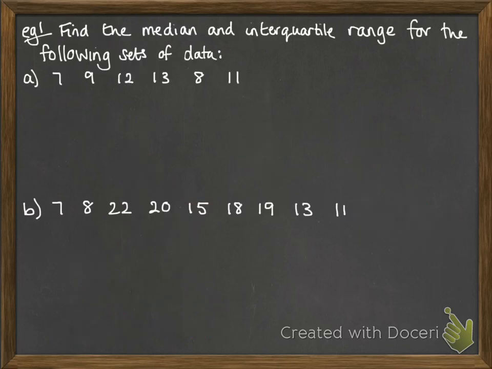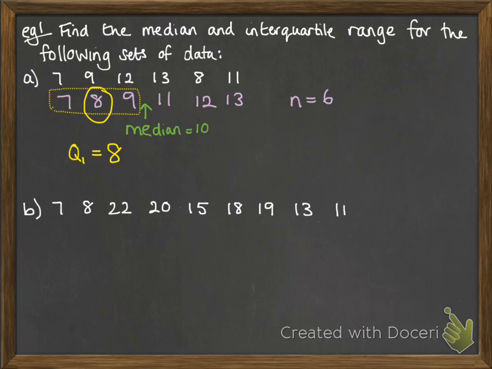Okay, here's our first example. We're going to find the median and the interquartile range for these sets of data. So looking at A first of all, before we can do anything we need to put them into order. Our median happens in the middle, so we have a median of 10. Since we've got 6 items there, it would be 6 plus 1 gives us 7. 7 over 2 is 3.5, so we're looking at the 3.5 value, or the value between the third and the fourth term.